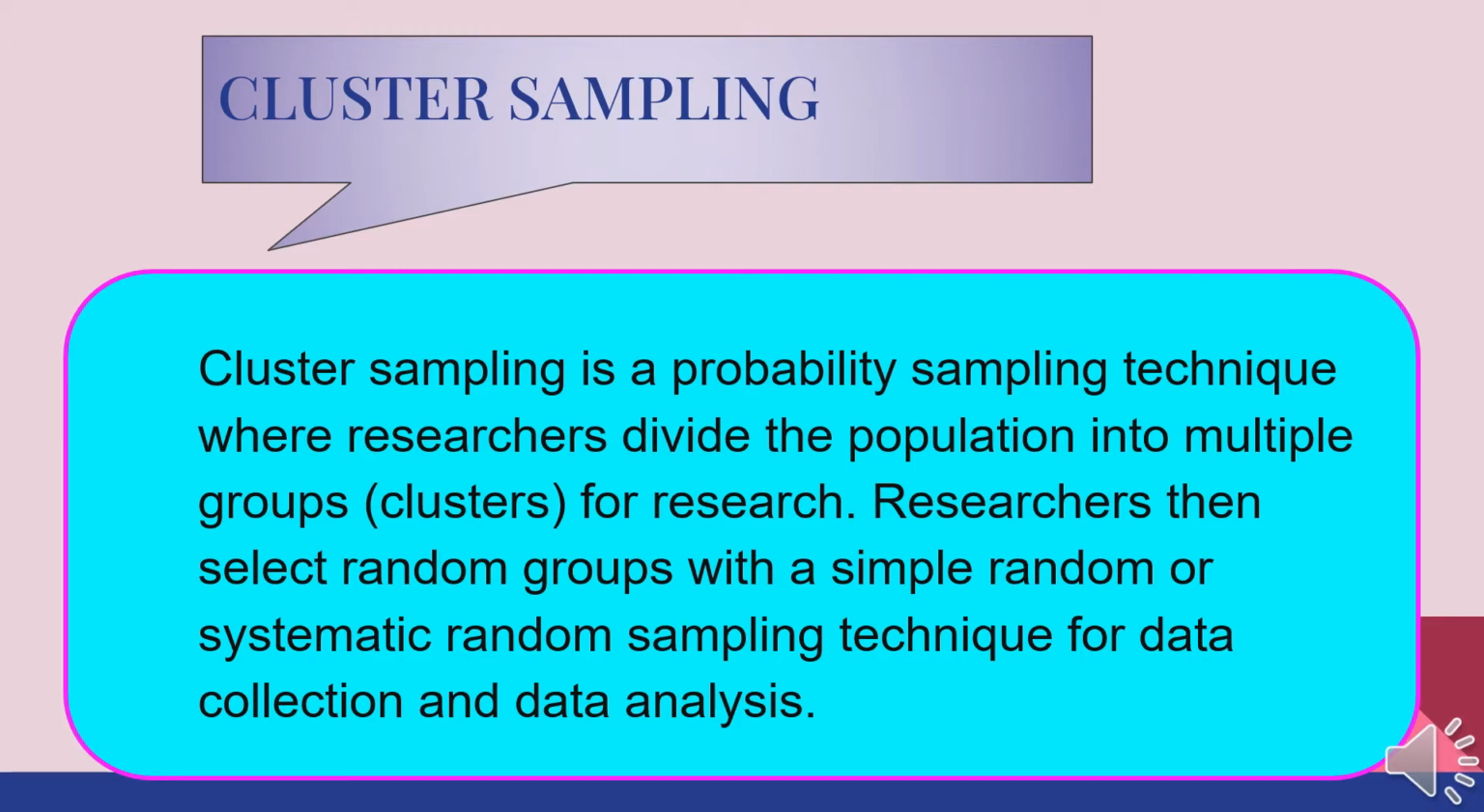Cluster sampling is a probability sampling technique where researchers divide the population into multiple groups, which are clusters, for research. Researchers then select random groups with a simple random or systematic random sampling technique for data collection and data analysis. Cluster sampling is a sampling plan used when mutually homogeneous yet internally heterogeneous groupings are evident in a statistical population. It is often used in marketing research.